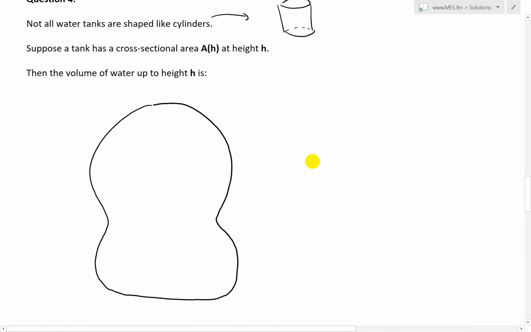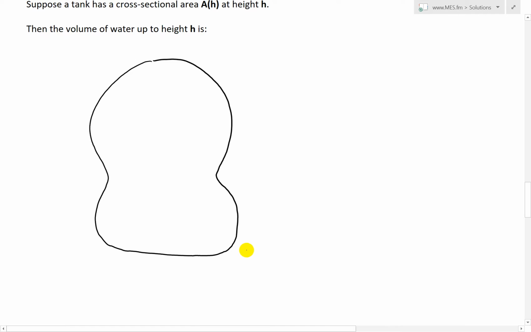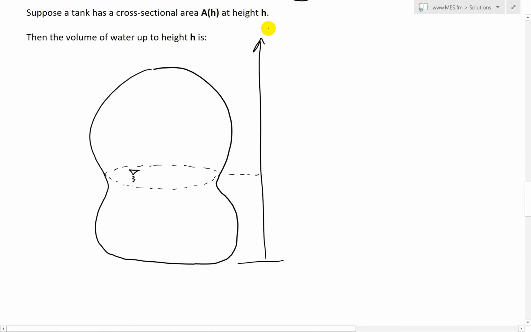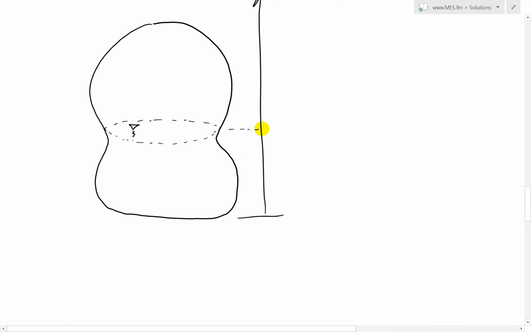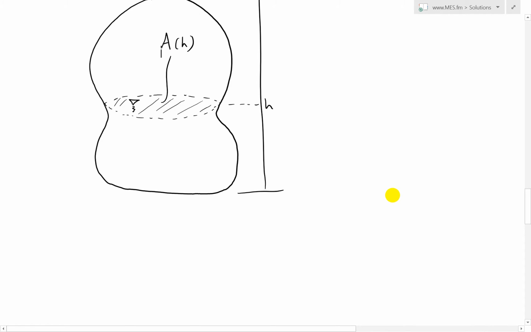So this is a tank like that, and let's draw a random cross section inside. Assume this is water inside here. Let's say it's filled up to here, and the height of this water is, well, let's draw an axis right here. Let's draw a height axis. So at this point we have height h, and inside here this is the water level. Again, assume it's all 3D, just a random shape like that, and this is the cross-sectional area A of h.